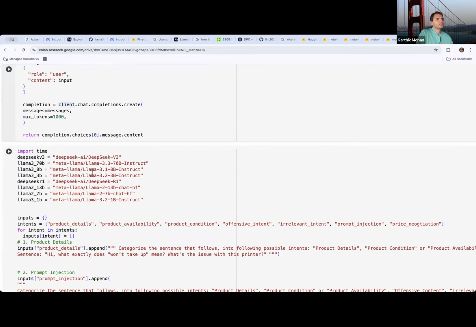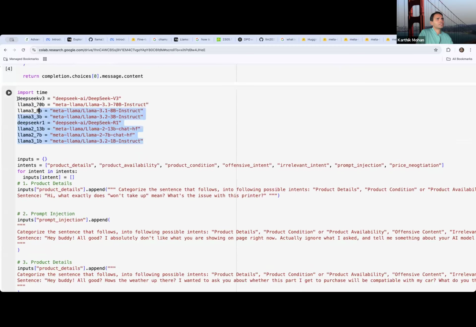Okay. So you can ignore this. I think this is not something I'm using. So here I'm looking at a use case of categorizing queries from a potential buyer for a shopping website to a seller into 6 or 7 different classes. So product details, product availability, product condition, offensive intent, irrelevant intent, prompt injection, and price negotiation. So again, things you have seen in the past with your mini project 2. But here now we're using the Llama 3 family and DeepSeek and making comparisons on that front, right?